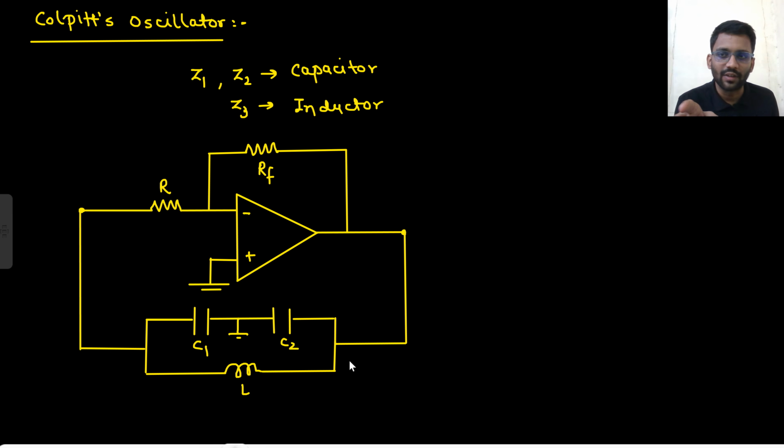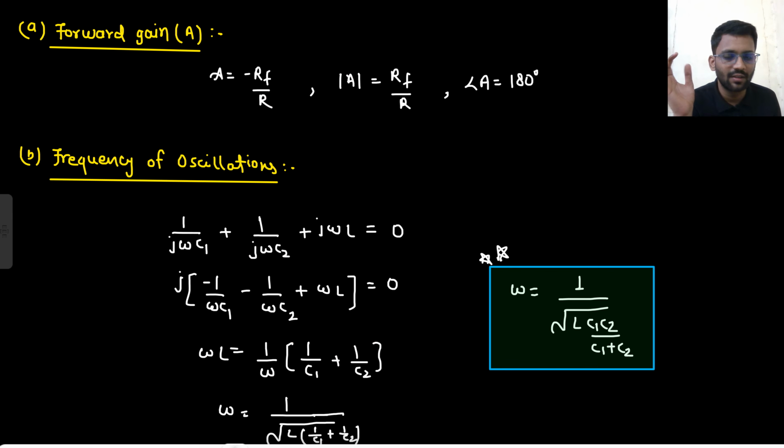So here we started with the Colpitts oscillator. C means capacitor, so Z1 and Z2 will be capacitors and Z3 will be an inductor. We know the forward gain. For finding the frequency of oscillation, the sum of all the impedances should be equal to 0: 1 by j omega C1 plus 1 by j omega C2 plus j omega L equals 0. So omega would be 1 by root L C equivalent, where C equivalent is the series combination of C1 and C2, that is C1 C2 upon C1 plus C2.